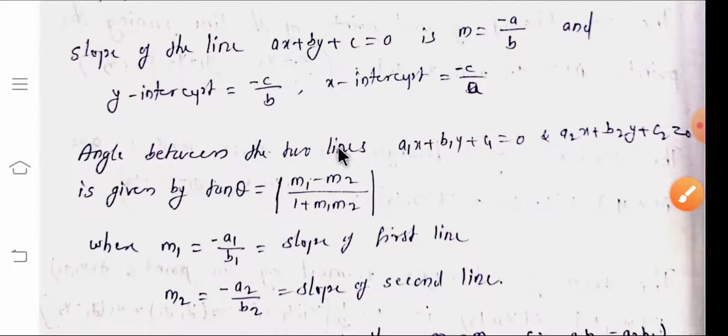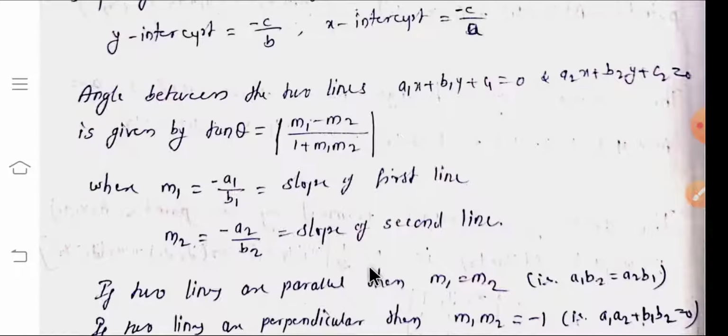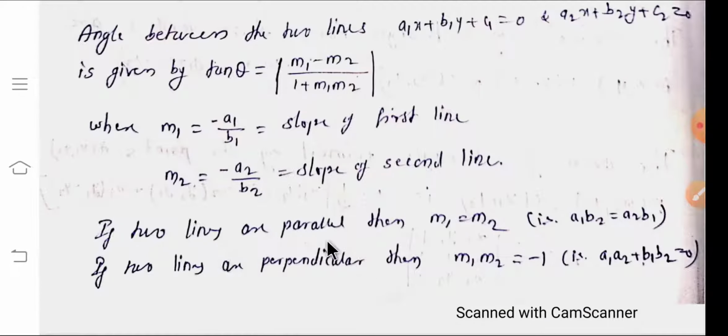Then the angle between two lines, a1x plus b1y plus c1 equal to 0 and a2x plus b2y plus c2 equal to 0, is given by tan theta equal to modulus of (m1 minus m2) by (1 plus m1 m2), where m1 is the slope of the first line and m2 is the slope of the second line, that is, minus a1 by b1 and minus a2 by b2 respectively.